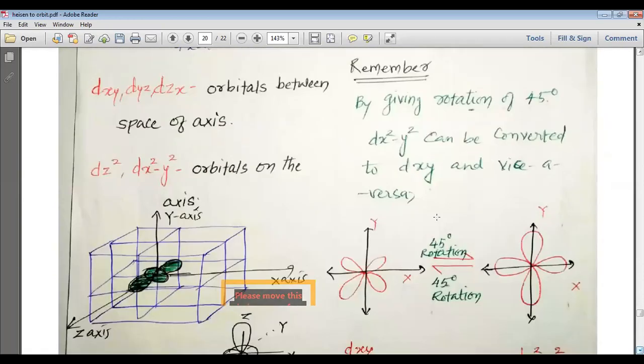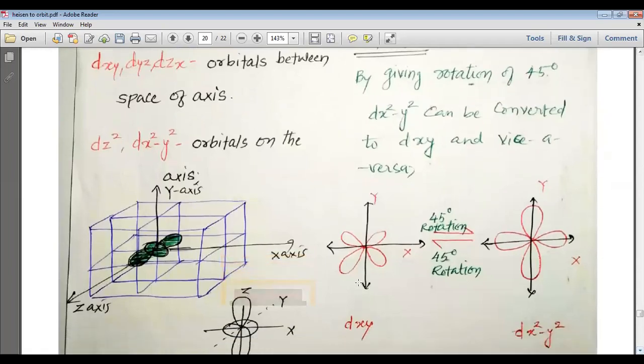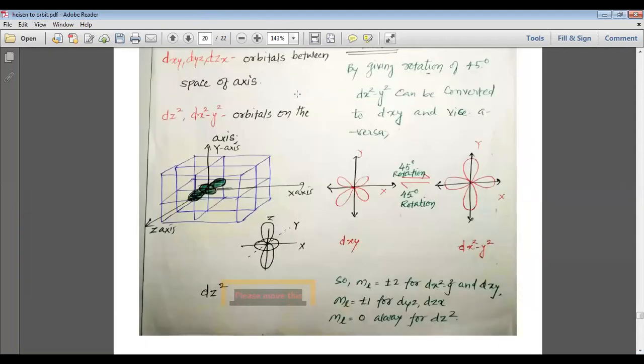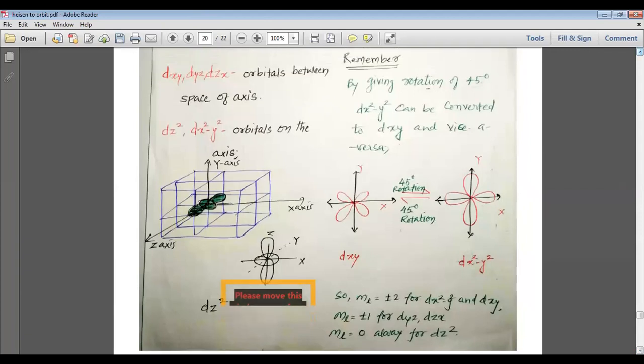Now remember, my dear students, that if we take the dxy orbital, that is what is shown here. You can see on the screen that we have the dxy orbital. At the same time, we have with us the dx square minus y square orbital. The dxy orbital is present in between the x and y axes, whereas the dx square minus y square orbital is present on the axes of x and y.